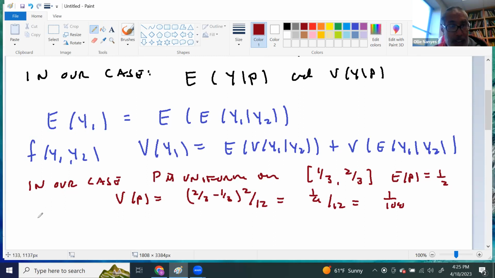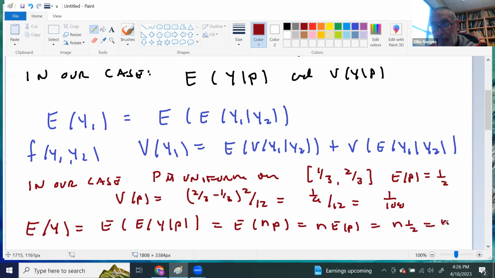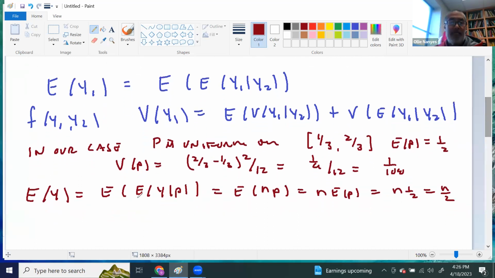So then, in this case, the expectation of our original y will be the expectation of y given p, which would be, well, remember, that's going to be np, and the expectation of p, and the expectation of p is 1/2. So that kind of works in a common sense way.